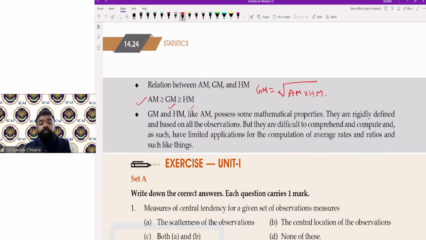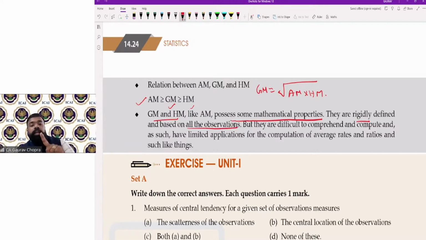Now, what are the basic characteristics of GM and HM? So similar to arithmetic mean, GM and HM also possess some mathematical properties. इनके पास भी कुछ characteristics हैं. Basic characteristics वही है कि rigidly defined and they are based on all observations.